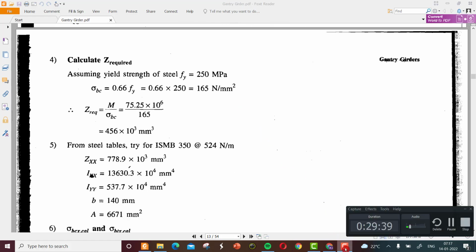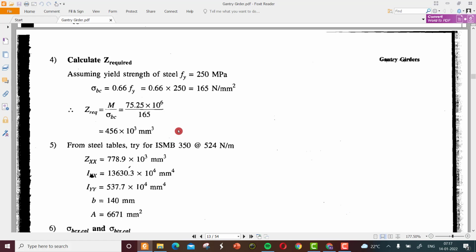And so now we found the different bending moment and shear force which will act on the gantry girder, and the rest is the design of the gantry girder, the steel beam element. So first is the calculation of the Z required.